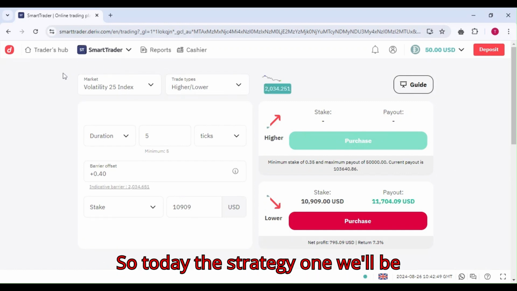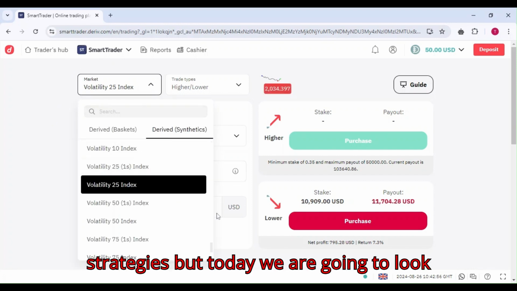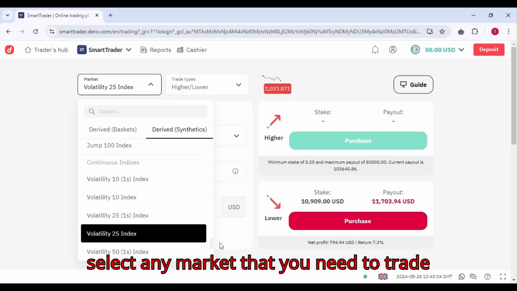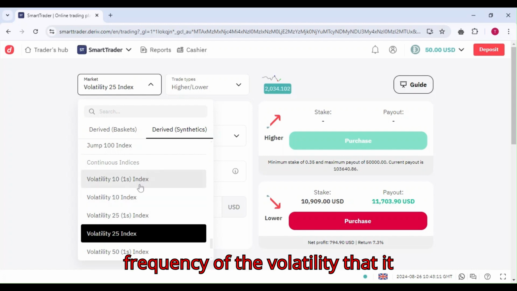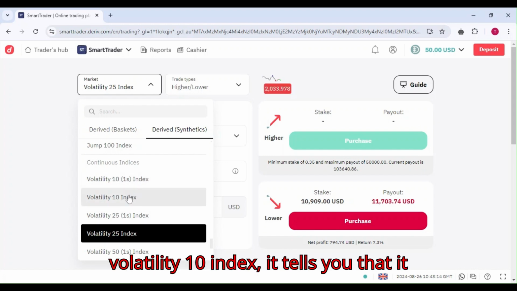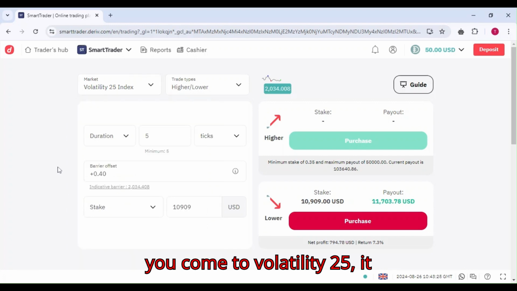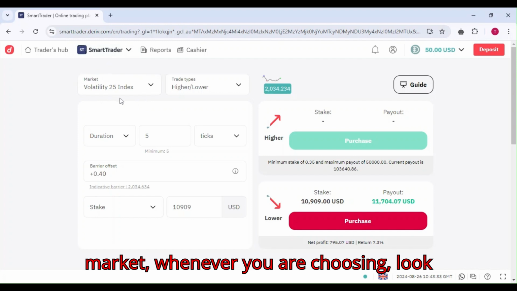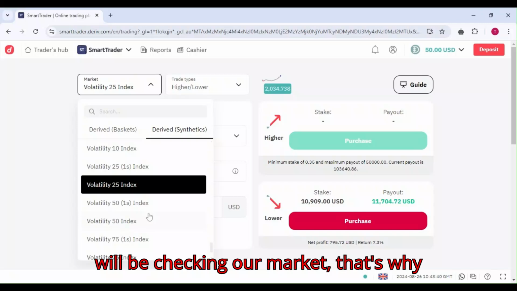So today the strategy I will be showing you is trading higher lower. Trading higher lower has various strategies, but today we are going to look at one strategy. This is where you can select any market that you need to trade, and when choosing markets, remember to always know the frequency of the volatility it makes. So let's take this volatility 10 index. It tells you that it has a volatility of 10%, while volatility 25 has 25%. So whenever you are choosing your market, look at the percentage. Is it volatile enough to trade on that market?